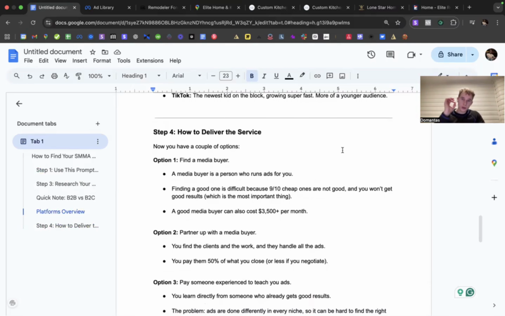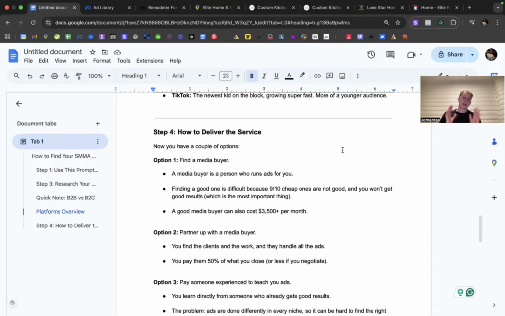So step 4, how to deliver the service. So now we have found the problem of our niche, and then we have found a way to solve that problem, or, yeah, the platform to solve that problem, to market it. Now, how do we deliver the service?